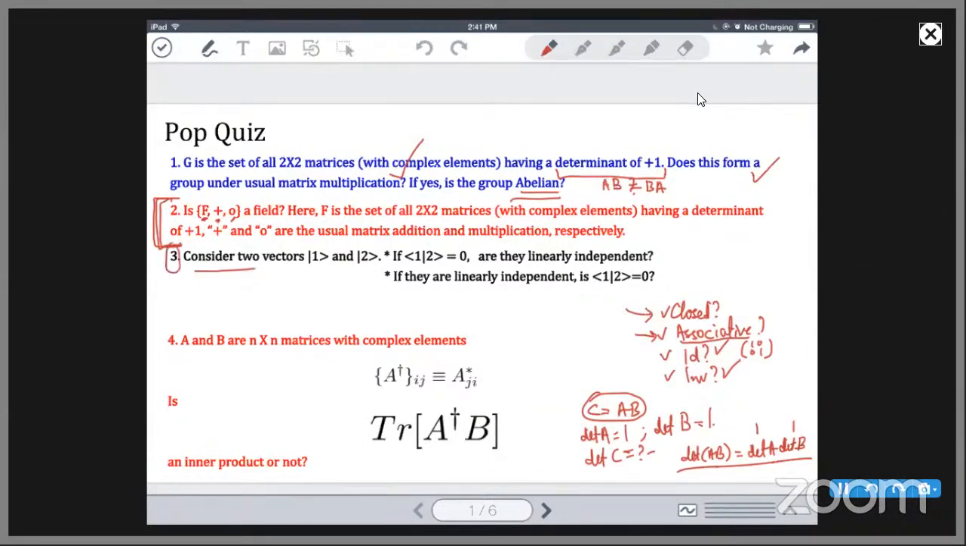We consider two vectors, 1 and 2. The question is, if 1 and 2 are orthogonal, are they linearly independent or not? So what do you think? 1 and 2?